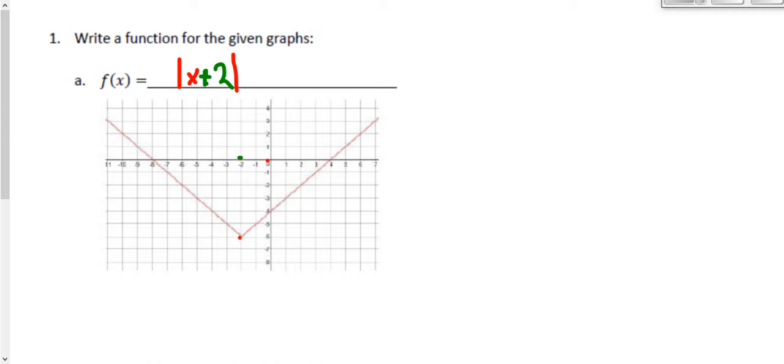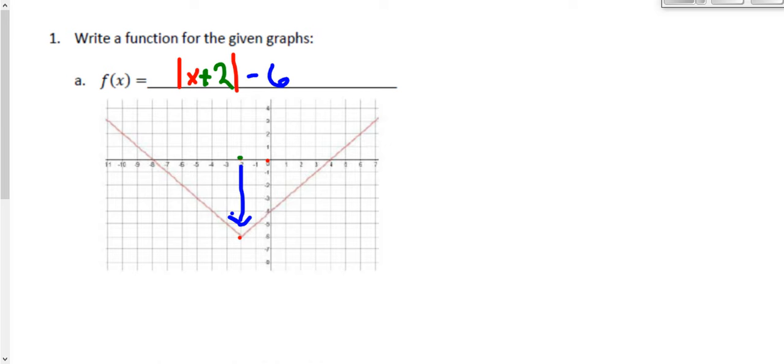The other thing that's happened to this graph is it's been shifted down. It's been shifted down a total of 6 spaces. So if I want to show that I'm moving a graph down, I have to show that I'm subtracting 6 outside of the absolute value symbol. After the parent function is finished, at the very end of the equation, we're going to go ahead and show a -6.